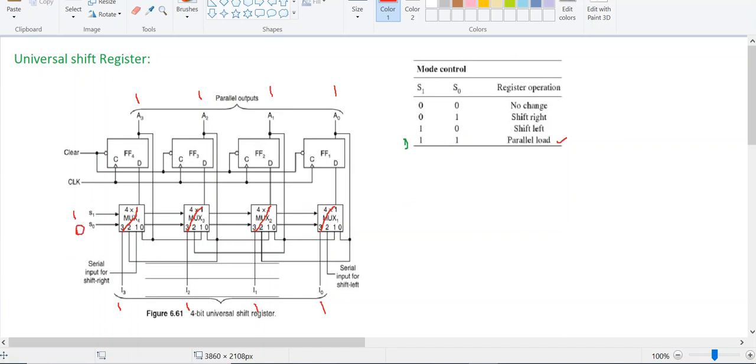If you go to another case, the 1 0 consideration, it shows shift left. I am giving the select input as 1 0 for the multiplexer. Therefore 1 0 means the second pin is connected for each multiplexer.